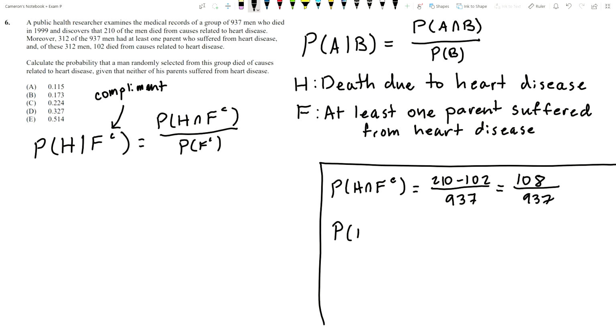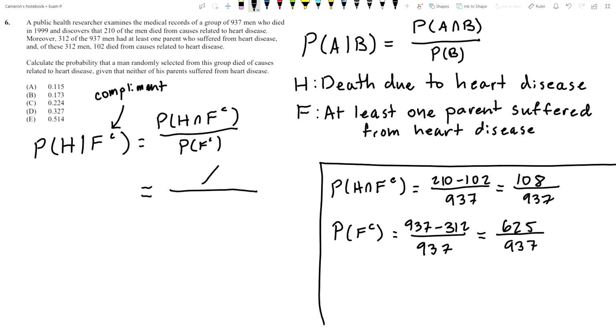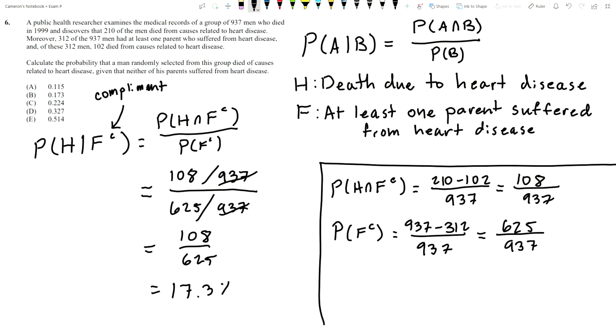In the denominator, the probability that neither parent suffered from heart disease is equal to 937 minus 312 over 937. This is the total number of men in our study minus the number of men whose parents suffered from heart disease divided by the total number of men. Now, we can plug these two probabilities back into our conditional probability equation and solve for the answer. As you can see, the conditional probability is equal to 17.3%, which gives us the answer B.